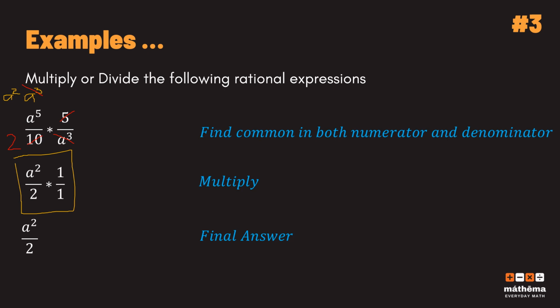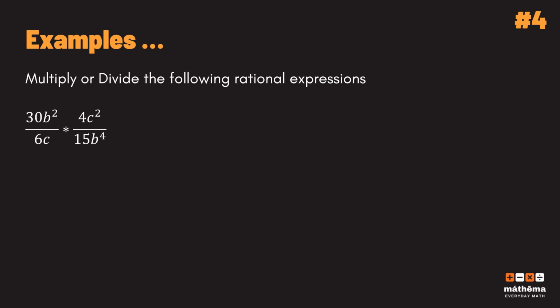Next example. Again, this is the example earlier. So we have 30b squared over 6c times 4c squared over 15b to the fourth power. And again, 30 divided by 6 is actually 5. So we're going to cancel this one out. This will become 1, and then this will become 5.